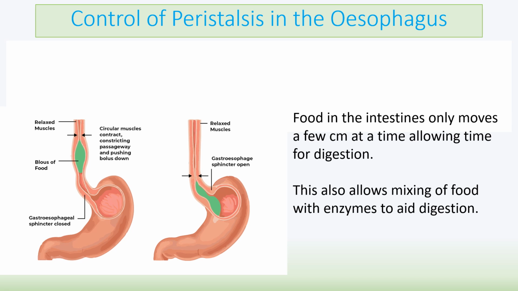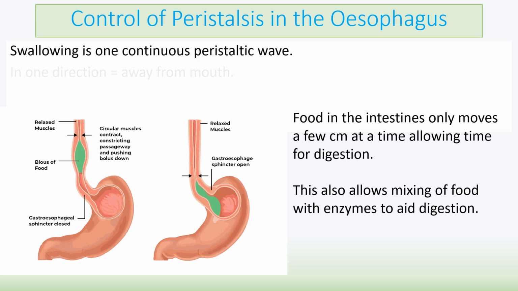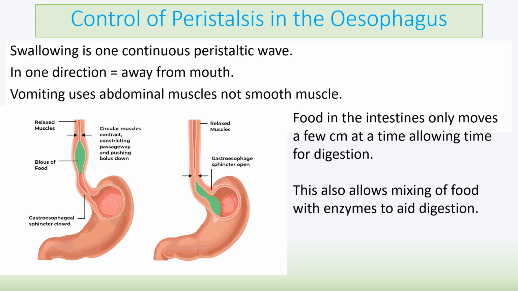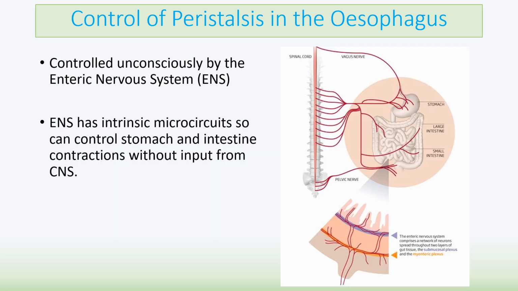Now, in terms of controlling peristalsis, the first part of this is swallowing, and that is obviously in one direction away from your mouth. Vomiting uses abdominal muscles, which are not smooth muscles, and that's why it hurts when you vomit. Food in the intestine only ever moves a few centimeters at a time for digestion, and it allows the mixing of enzymes into the food, and then the absorption of food as it travels slowly through your intestines.